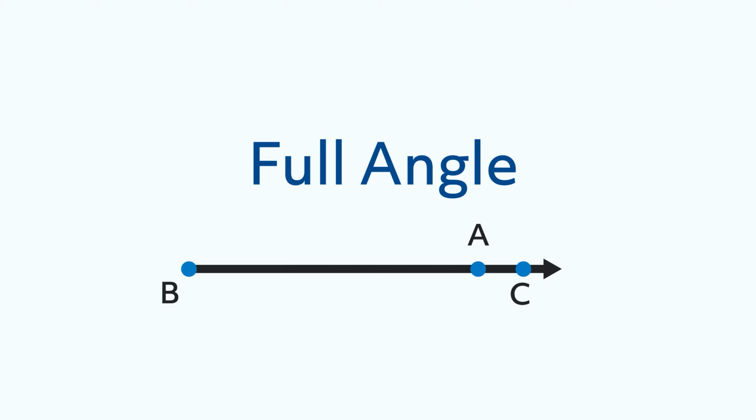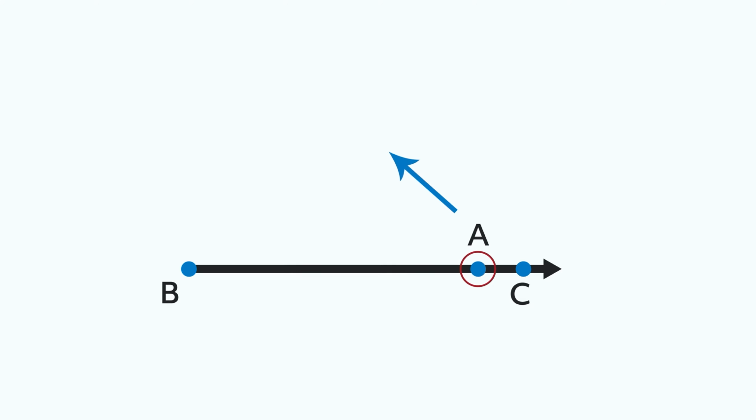This one doesn't look like an angle at all, but in fact, it's called a full angle. Imagine we rotated point A counterclockwise, with point B staying where it is, until it lined up with point C again. How many degrees is that? It's all the way around the circle, which we know is 360 degrees.